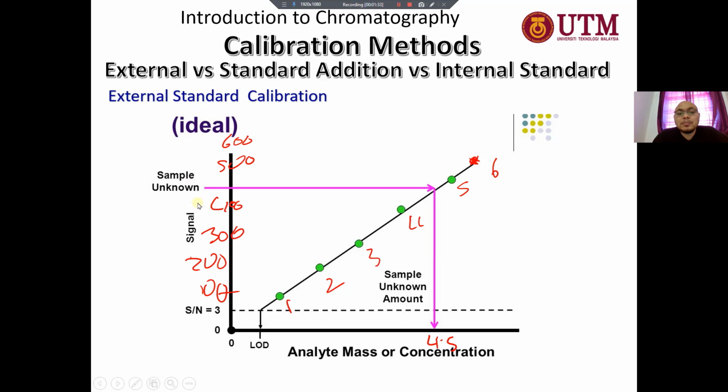So when you have an unknown sample, it shows the signal as 450. When you use the graph, you draw along the line and go back to the concentration baseline here. So it will show you the exact concentration of the unknown sample. That is how you can perform the external calibration method.